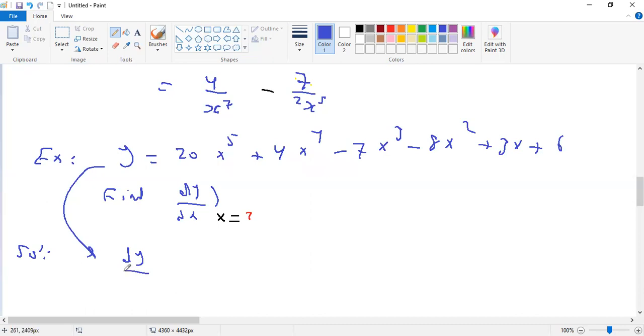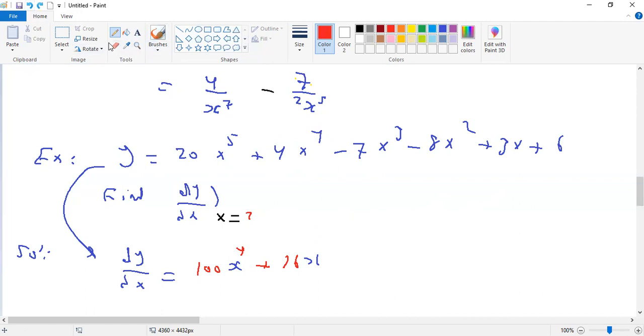I have dy/dx equal to, now the first term. The first term is kx to the n. 5 times 20 is 100, and we have x to the power 5 minus 1, which is 4. I write it here in red color, clear. So 5 times 20 is 100, 5 minus 1 is 4. This is the derivative of the first term. The second one, a plus. The second one is 4 times 4, which is 16. Multiply n by k, 16, and 4 minus 1 is 3.